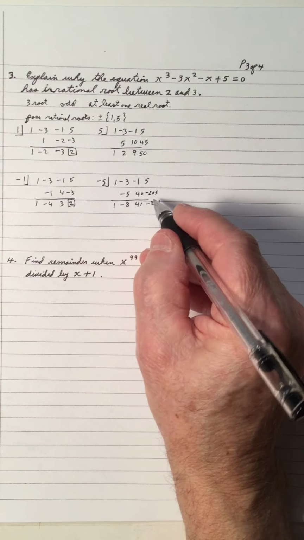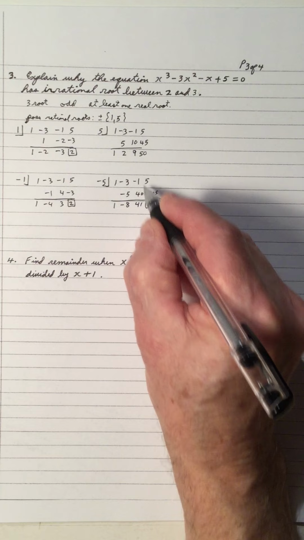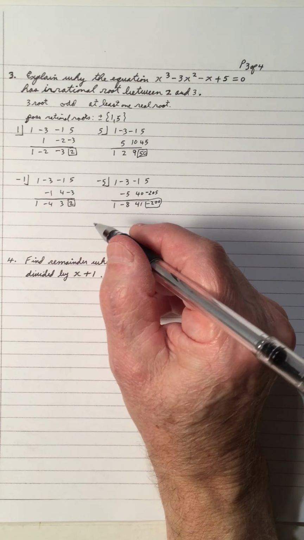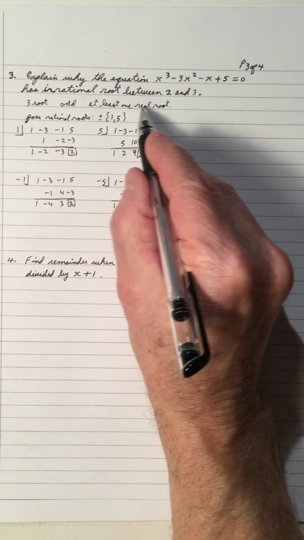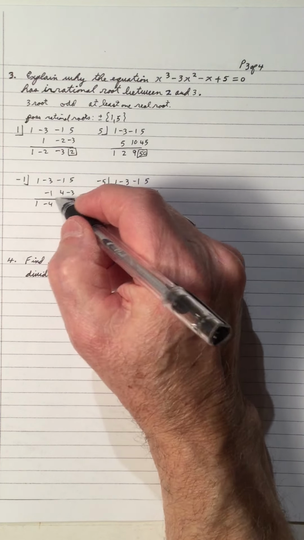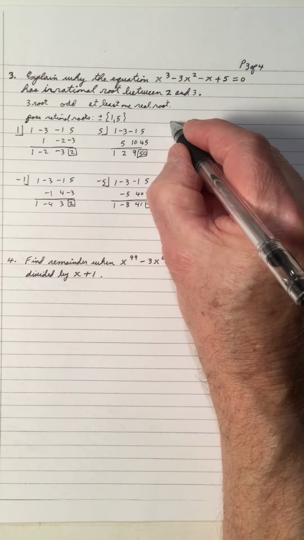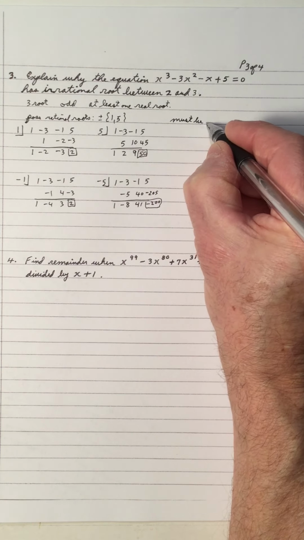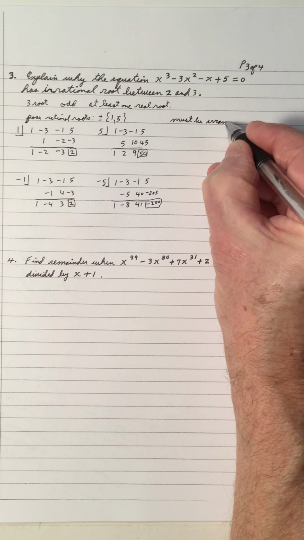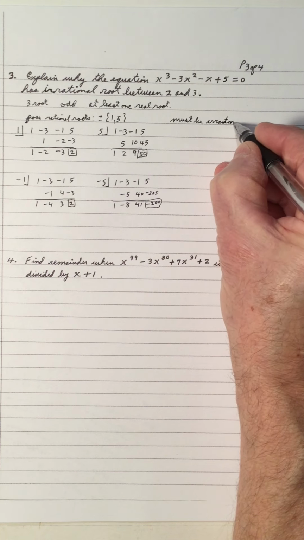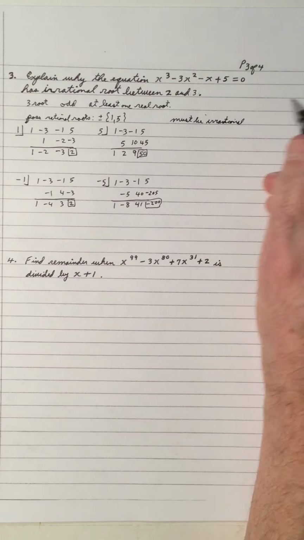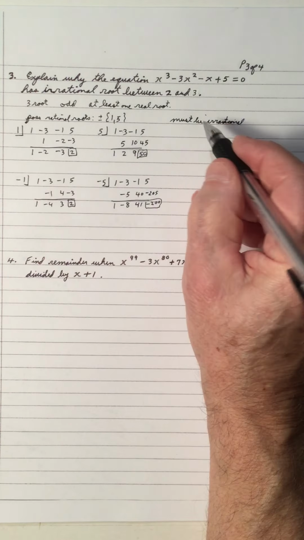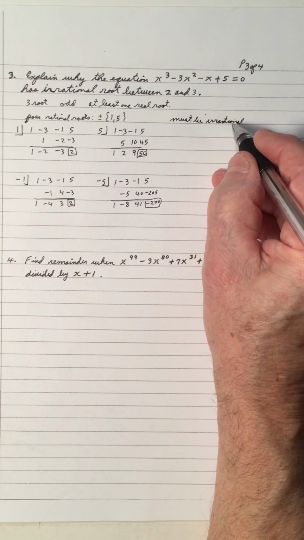Again, 1, negative 1, 5, negative 5. The remainders are not 0. So therefore, none of these are roots. So if it has one real root, and none of these rational roots work, it must be irrational. So the root must be irrational based on what we just said. Because it's not rational, not 1, negative 1, 5, or negative 5. So it must be irrational.